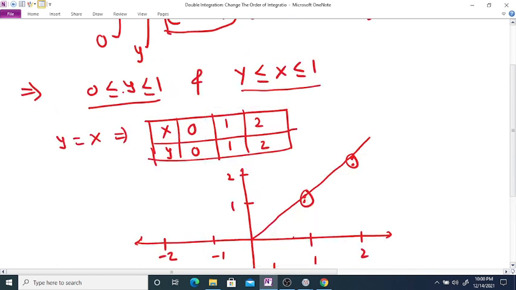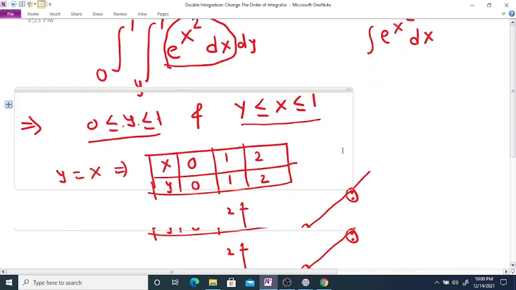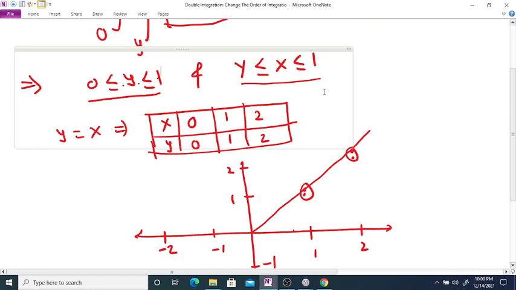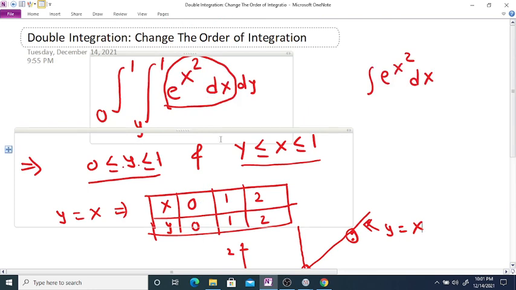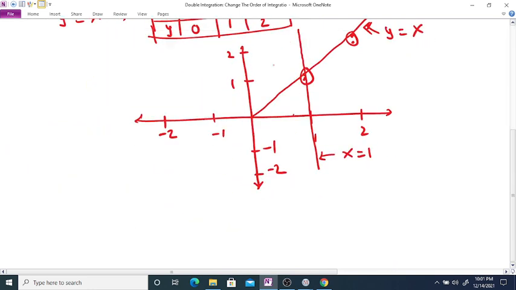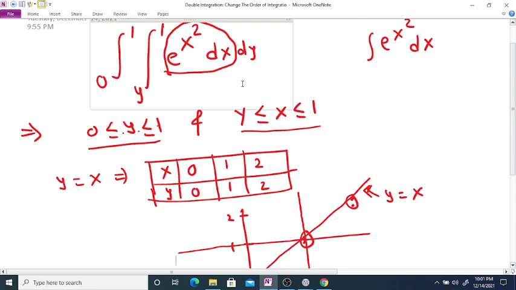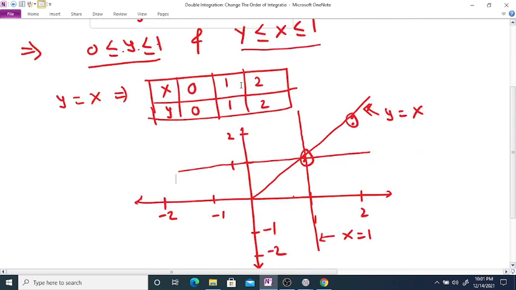This is 0 less than or equal to y less than or equal to 1, and then y less than or equal to x less than or equal to 1. This is x equal to 1, the equation of this line is x equal to 1. This is y equal to x. Then next, y equal to 1.